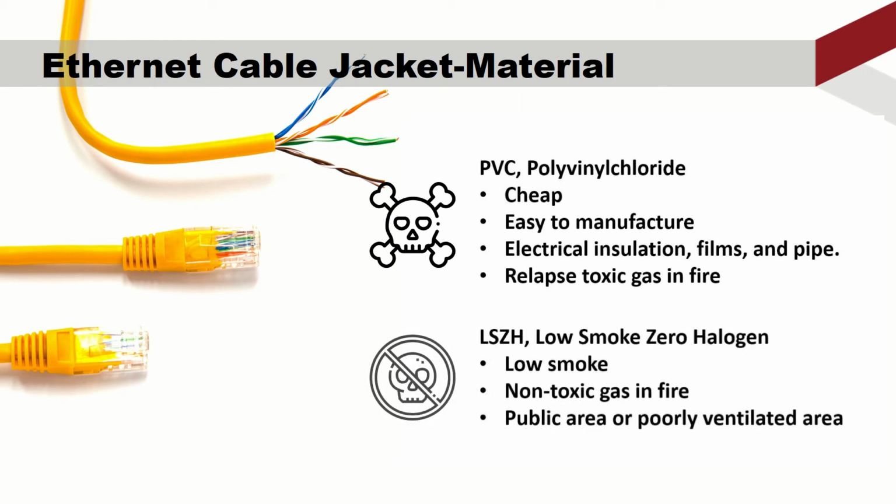LSZH, which we also name low smoke zero halogen. This cable jacket and insulation is made with materials that produce low smoke and non-toxic gas in a fire. Due to these benefits, LSZH cables are often used in public areas or poorly ventilated areas.